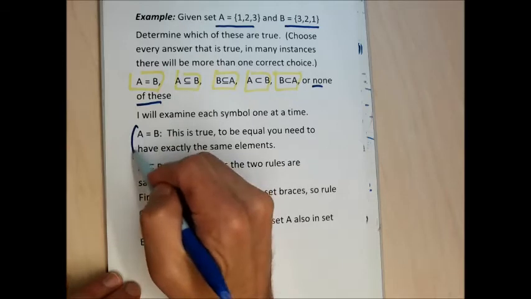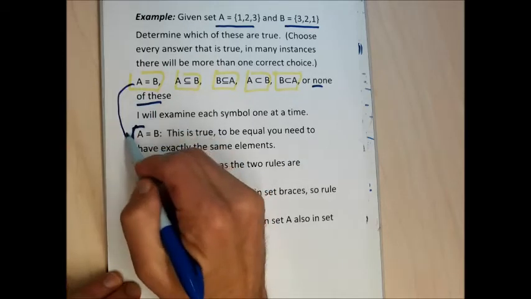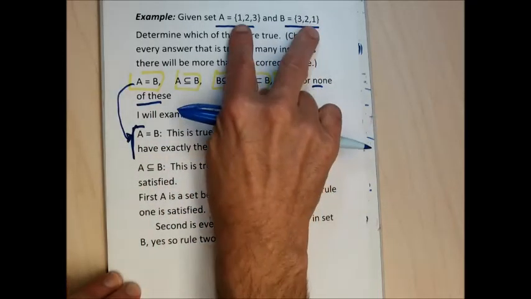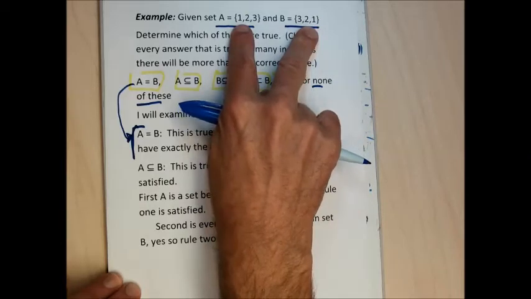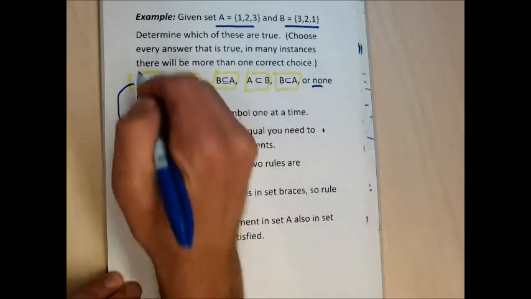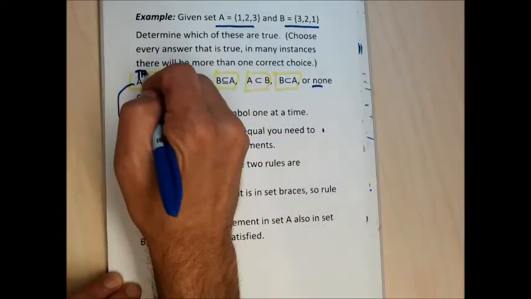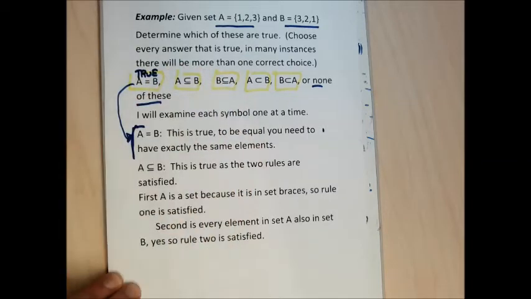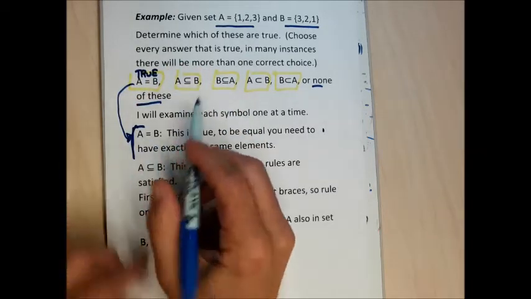So let's look at option 1. Is A equal to B? Well, these are equal sets, because for equal sets, they have to have exactly the same elements. The order doesn't matter. So A equal to B, this is going to be true for this one, so it needs to be part of my answer because those sets are equal. Now I go on to the second symbol.